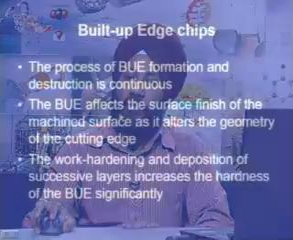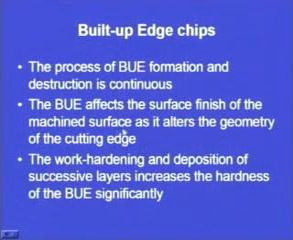So, depending upon the built up edge formation, the geometry of the tool that we have designed will be altered, and if the geometry of the tool is not according to our design, is not according to our specifications, then the quality of the surface will get deteriorated, or the final product that we are going to get will not be according to the desired specification levels. So, the built up edge affects the surface finish of the machined surface as it alters the geometry of the cutting edge. So, that we have already seen, there is a standard geometry. If this formation takes place, the geometry will get changed.